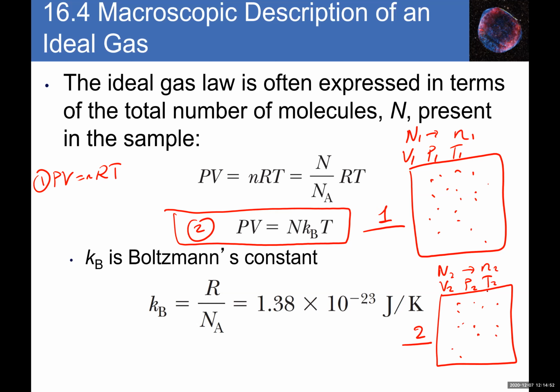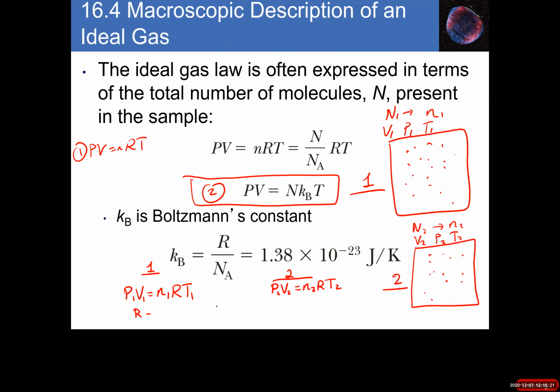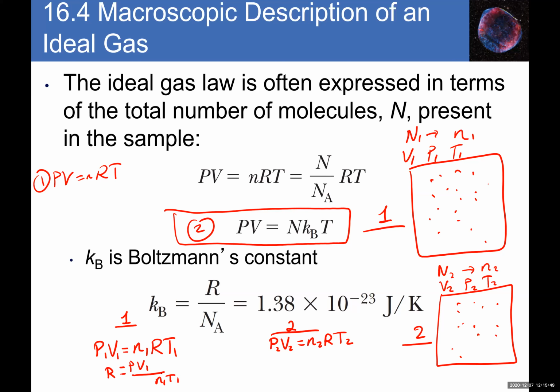Then one of the things I can say here is this. Using the equation from the first state, P1 V1 equals N1 R times T1, this is state 1. And here I can have state 2, where I have P2 V2 equals N2 R times T2. I can even relate them because of the gas constant. R is equal to P1 V1 divided by N1 times T1.